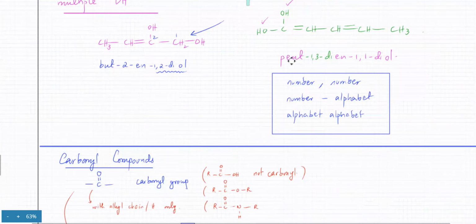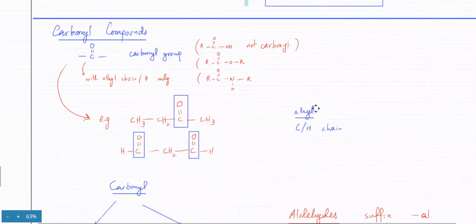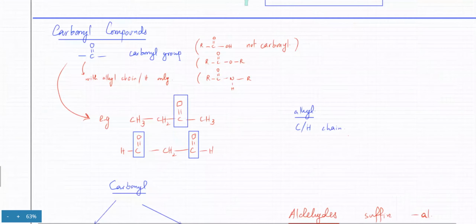So we did multiple functional groups. Then we started talking about carbonyl groups. In carbonyl groups, you had C double bond O and only C double bond O. So remember, carboxylic acids are not carbonyl. Esters are not carbonyl. Amides also have C double bond O, but they are not carbonyl. Only C double bond O is carbonyl.